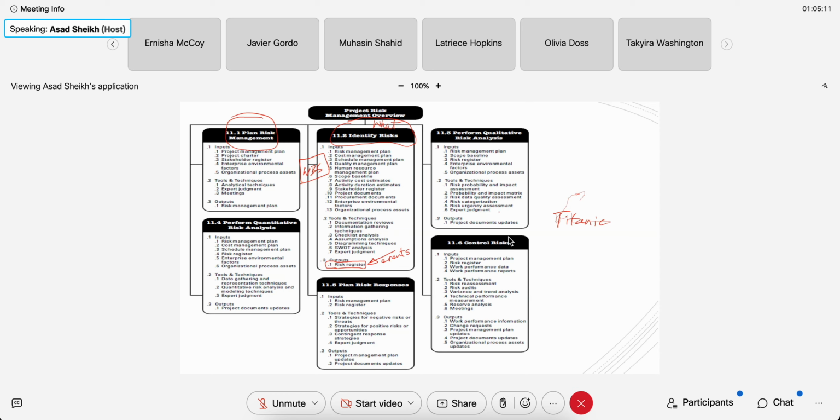So if you have a PMP question and there are a number of answers, one of them is risk register, then you know that's the right answer. Okay.